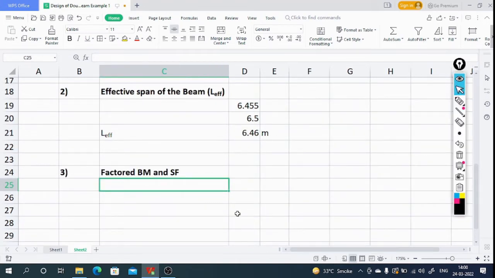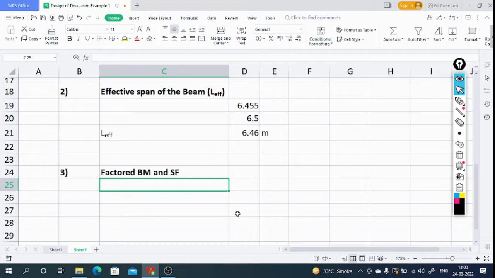Now we will see factored bending moment and shear force. The beam shall be designed for bending moment as well as for shear force. You see, the beam shall be designed for the load acting on it, that is the superimposed load plus the self weight of the beam. It has to resist the superimposed load as well as the self weight of the beam.